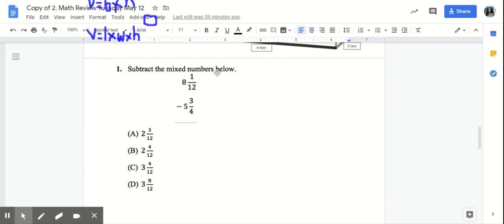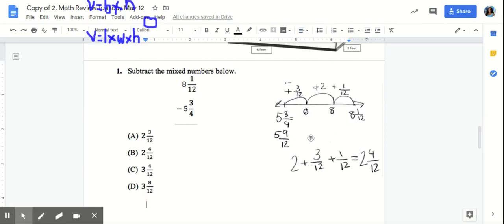Number 3, we're going to subtract the mixed numbers below. What's a strategy that you can use to solve? That's right. You could use a number line. So you can see that I've used the counting up strategy using a number line. And we totaled our amount of jumps all together, and we got 2 and 4/12. So here your answer should have been B. Notice how my units were not common denominators, so you had to make sure that you created common denominators.